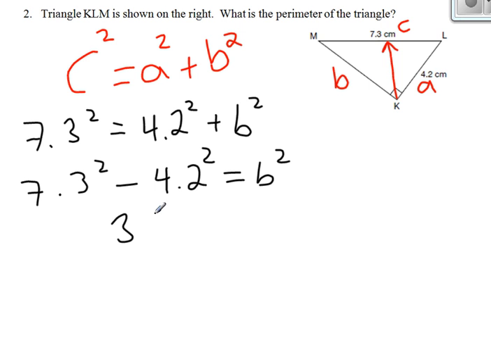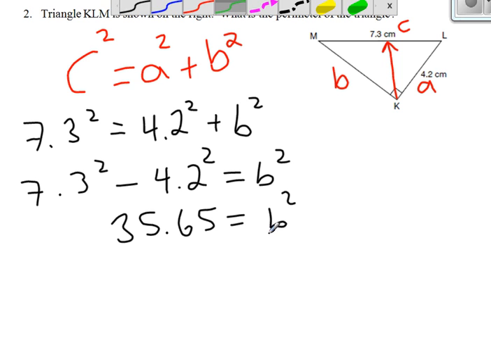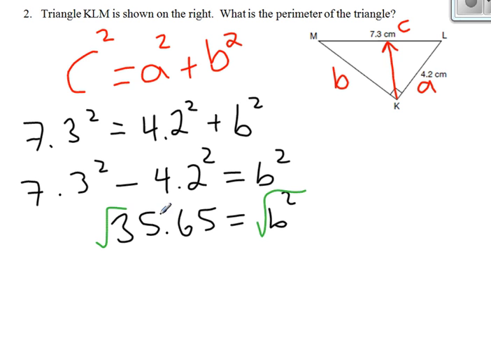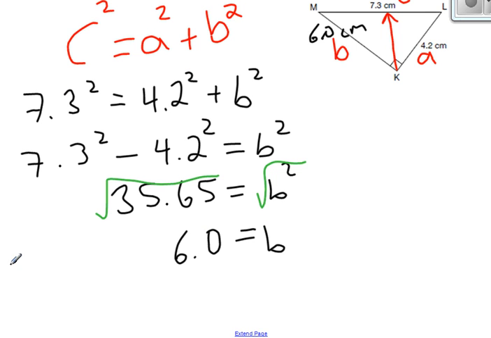35.65. And that's what B squared equals. So again, if I want to find B, I need to take the square root of both sides. So the square root of B squared is just B. And the square root of 35.65 is 5.97. So if I round to one decimal place, that's 6.0. So the length of this third side of the triangle, I now know it's 6.0 centimeters, which means now I can find the perimeter of that triangle.